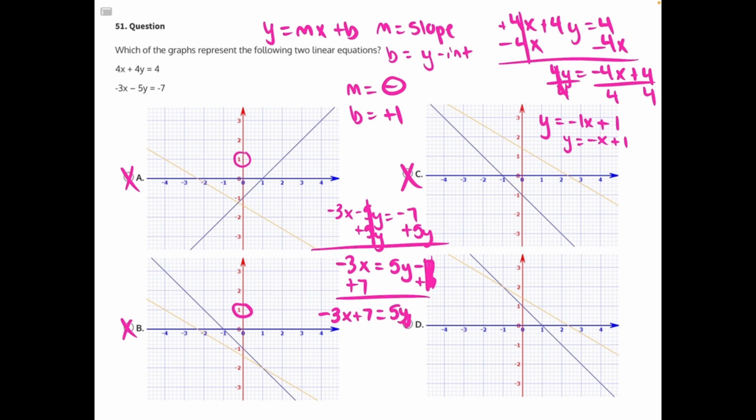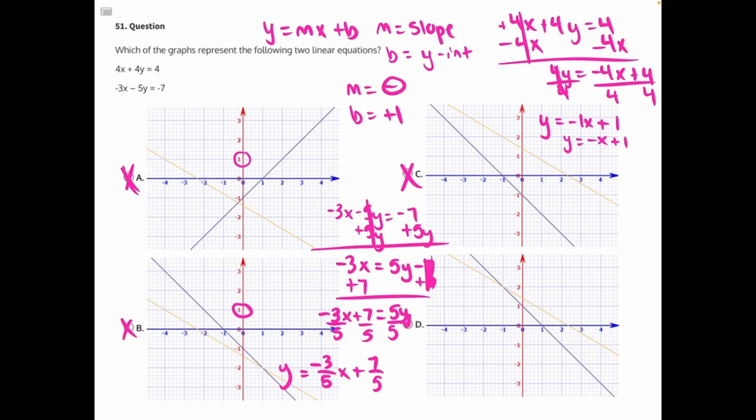And the last step, 5 is being multiplied to y, so we need to divide everything by 5. And that will give us negative 3 over 5x plus 7 over 5, and that is all equal to y. So we're looking for another line with a negative slope, which would have eliminated answer choice A for having both a positive and a negative slope graph. Everything else has two negative sloping graphs.